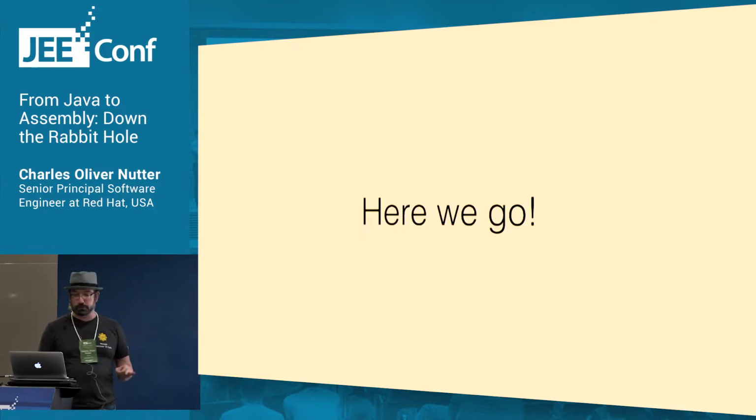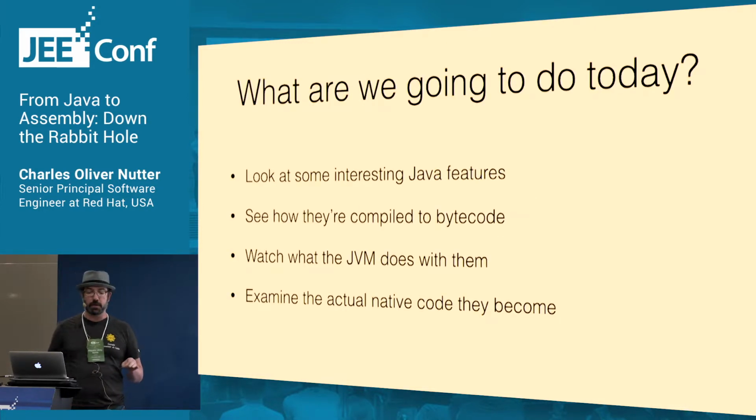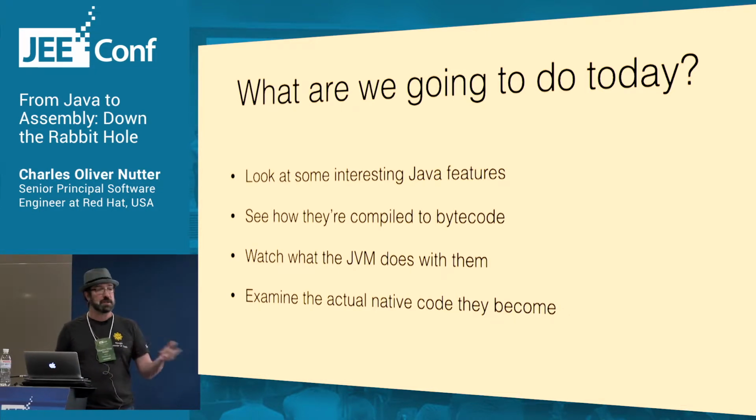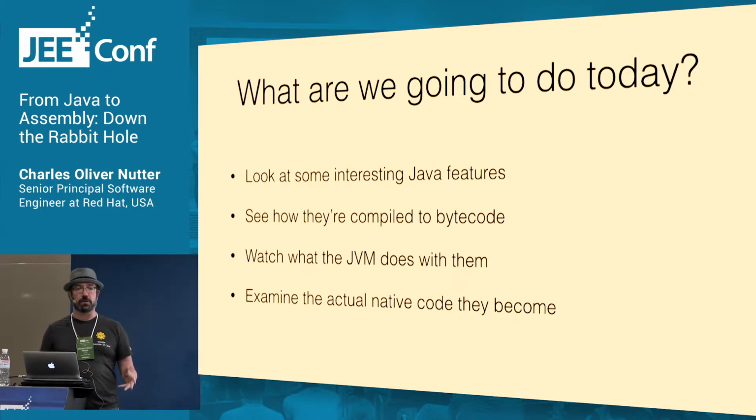All right, so here we go. What are we going to cover today? Well, we're going to look at some interesting typical Java features that you've all likely used. We're going to see first how they compile down to bytecodes and how to read those bytecodes and understand the code that we get from Javac. We will see what the JVM does with them, how it decides to compile them, how it decides to optimize them. And then, yes, we will actually look at the native assembly code that the JVM produces, the code that actually runs on the CPU, ideally, once it optimizes code.